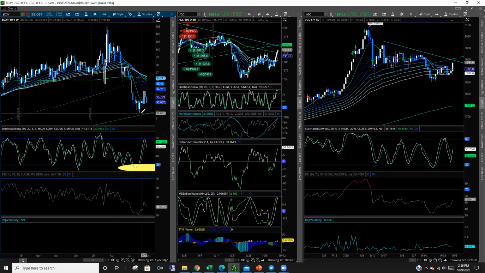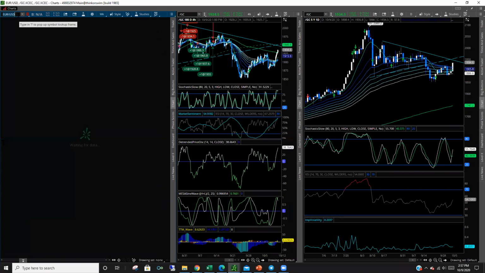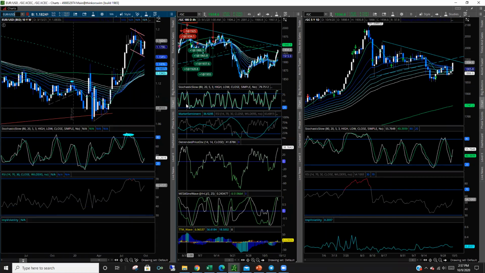So what do we need to see from here? I'm going to switch to the euro. It's the 92 level on the dollar index I care about. This was the pivot that we put in three weeks ago up at 94.95. It was the underside of the March lows. The euro versus dollar, we talked about it.